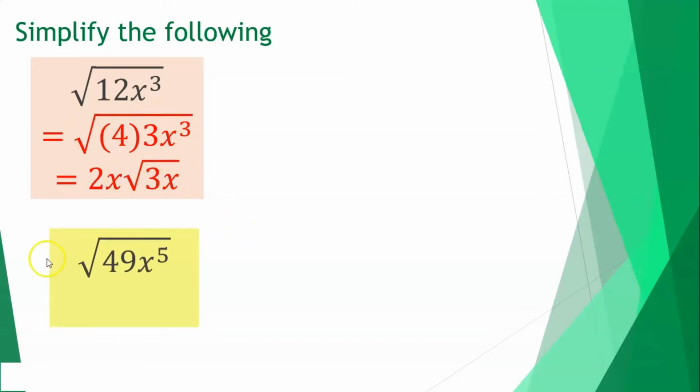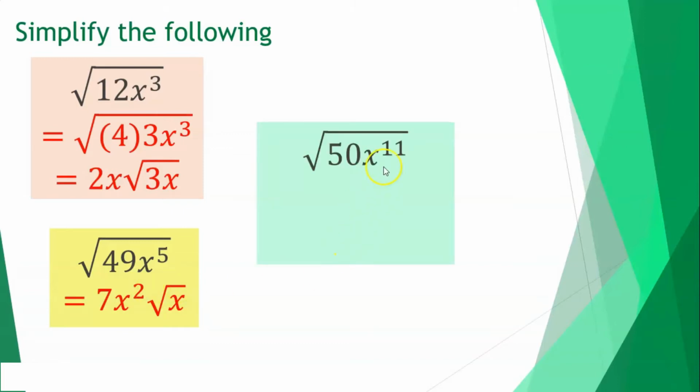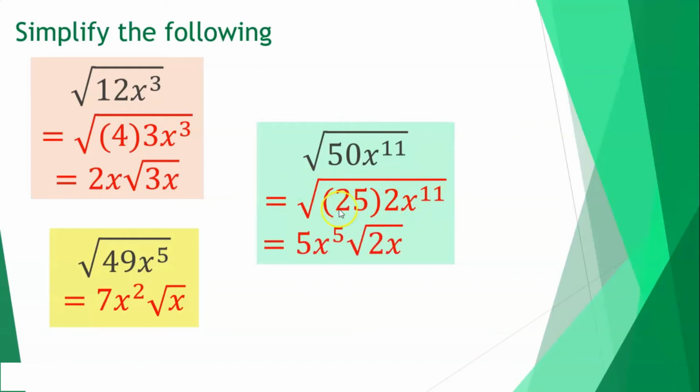Let's have another example. 49 x to the power of 5. Take note, 49 is a perfect square. So square root of 49 is 7. And take note, we have 5 here. 5 divided by 2, you will get 2 remainder 1. So take note of that. Another. 50 x to the power of 11. Take note, 50 is not a perfect square, so you can rewrite this as 25 times 2 x to the power of 11. The square root of 25 is 5. 11 divided by 2, you will get 5, remainder 1. So take note of that.